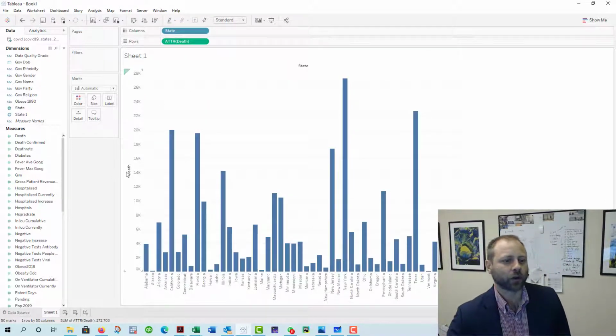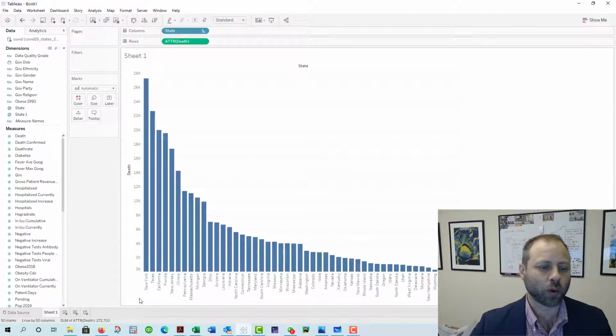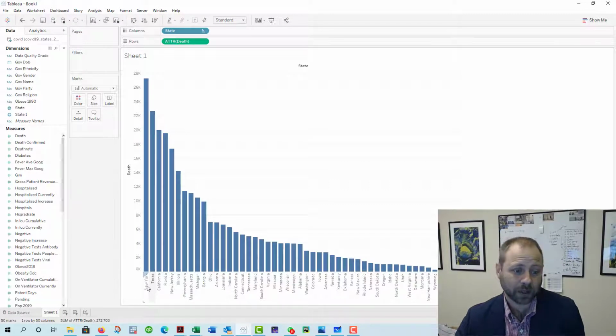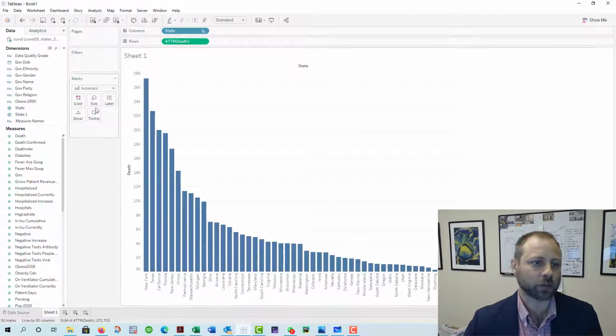If we were to look at the biggest number of deaths, and this is stats 101, the first thing we notice is where are the biggest deaths? New York, Texas, California, Florida. How come? Well, these are the states with the biggest populations, right? So looking at total number of deaths is not an appropriate measurement for what's going on here.